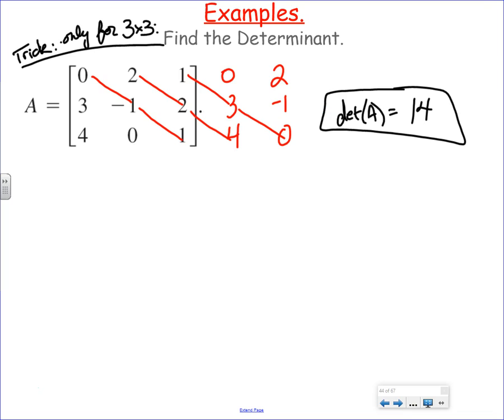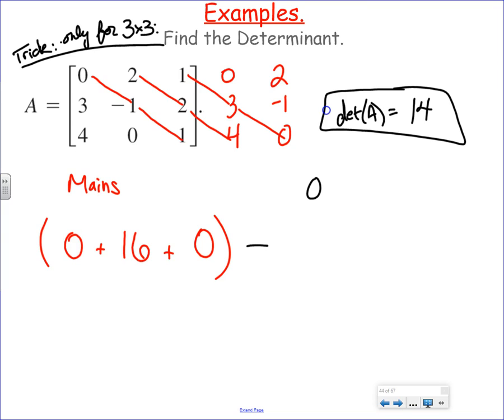And just like with a 2 by 2, you would actually multiply those elements. So for the mains, you would end up with 0 times negative 1 times 1, which is 0, plus 2 times 2 times 4, what would that be? 16, plus 1 times 3 times 0, 0. There's all your mains. And then you would do minus, now it's time for the opposites.